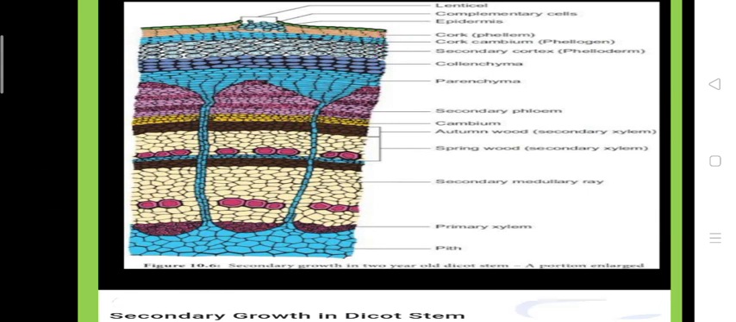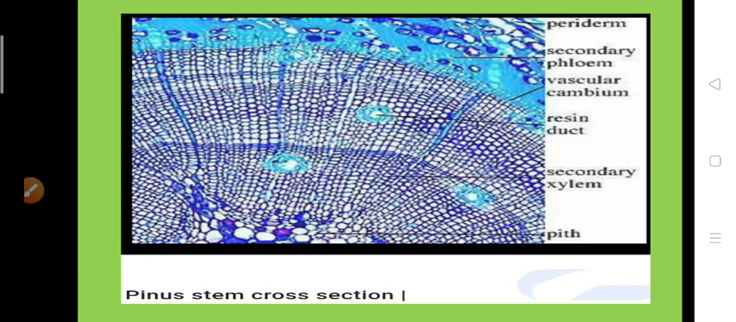This is about Pinus primary and secondary structure of Pinus stem.